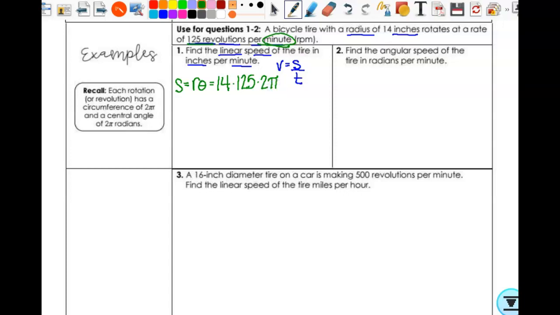Then you can multiply that in your calculator, leaving the pi out so that you can let it do all the math for you there. And you should get 3,500. You cannot forget to put the pi back in. And then what are the units here? Inches. Okay.